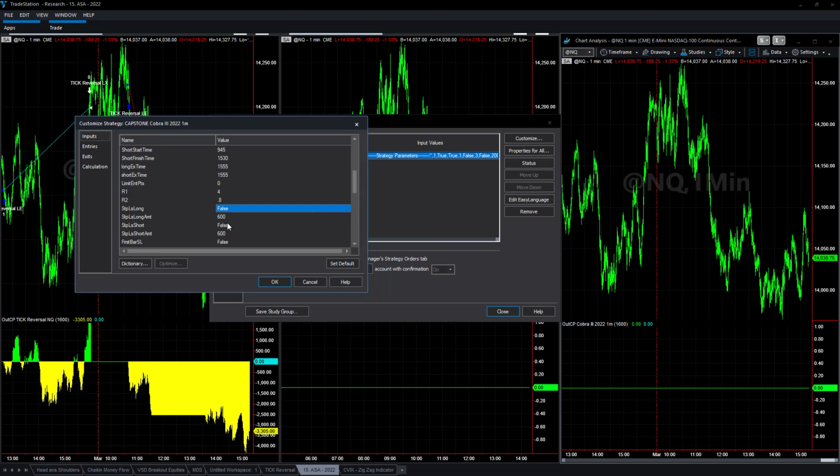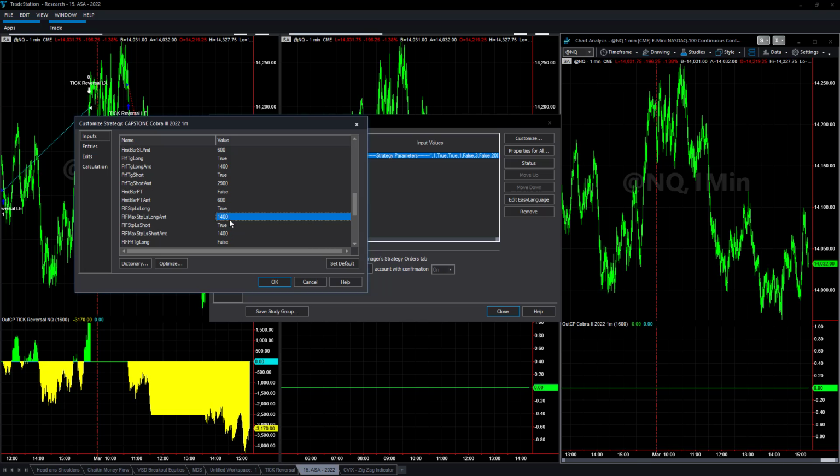And so stop loss long is false. Stop loss short is false. First bar stop loss is false. Profit target is still 1,400 and 2,900 on the longs and the shorts. And the range filter stop loss long is true with a max level of 1,400. I found that through maximum adverse excursion. Stop loss short range filter is true, 1,400.